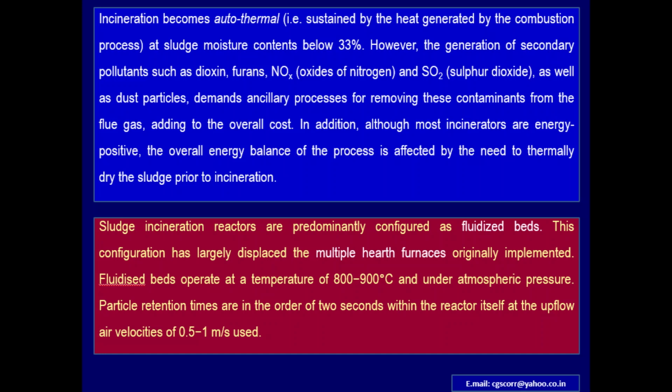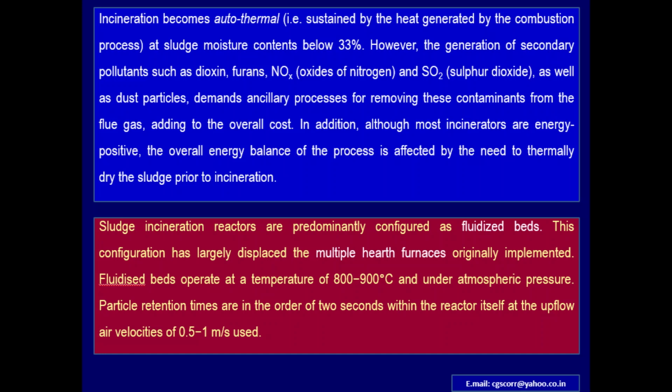Incineration becomes autothermal, that is sustained by the heat generated by the combustion process, at sludge moisture contents below 33%. However, the generation of secondary pollutants such as dioxins, furans, nitrogen oxides, sulfur dioxide, as well as dust particles demands ancillary processes for removing these contaminants from the flue gas, adding to the overall cost. In addition, although most incinerators are energy positive, the overall energy balance of the process is affected by the need to thermally dry the sludge prior to incineration.